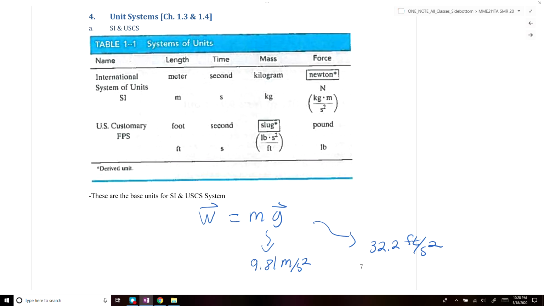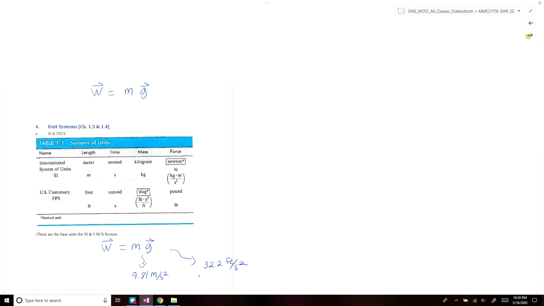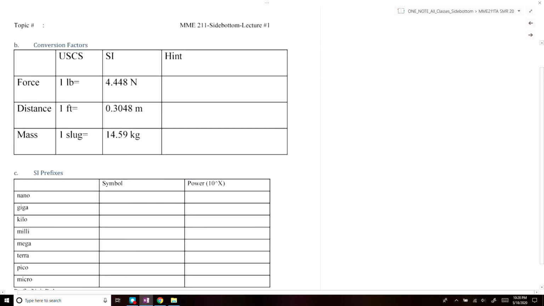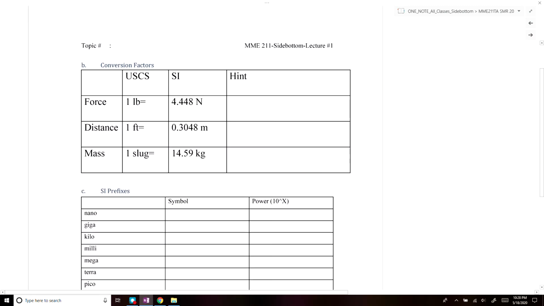page, sometimes you may be asked to convert between the two primary systems, between USCS and SI. So the most common things are going to be force, distance, and mass that you would have to convert between the two. So sometimes it's useful to just be able to convert these numbers in your head, or at least give yourself an approximation in your head.